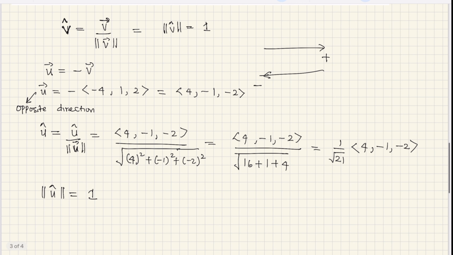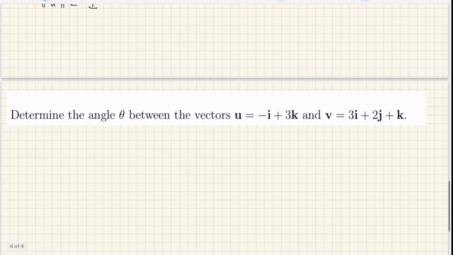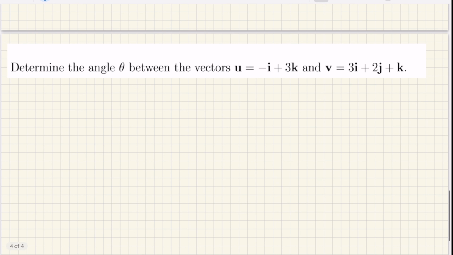So let's move on to the last question for today. In this question, we want to learn how to calculate the angle between two vectors. So imagine we are given two vectors. Let's say this is vector u and this is vector v. And we want to calculate the angle between them.